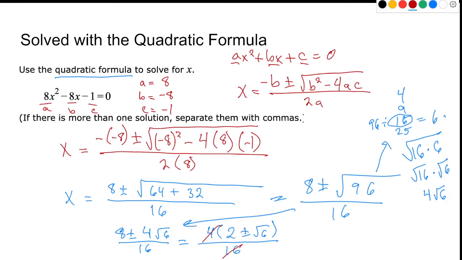4 goes into 16 4 times. So there's just a 4 left in the bottom. And so the two answers that we end up with are going to be, now we could leave it all over 4, 2 plus square root of 6 all over 4, comma, 2 minus square root of 6 over 4. So those are the two answers we end up with.